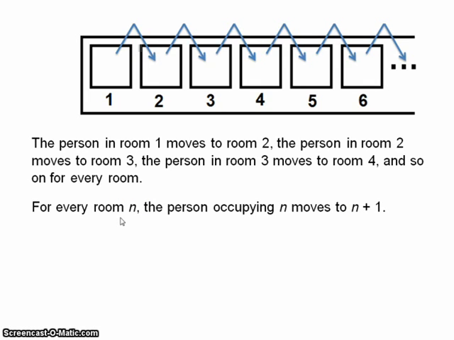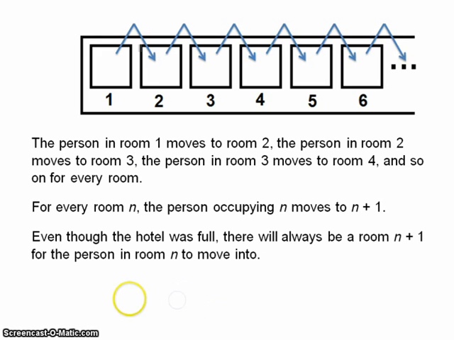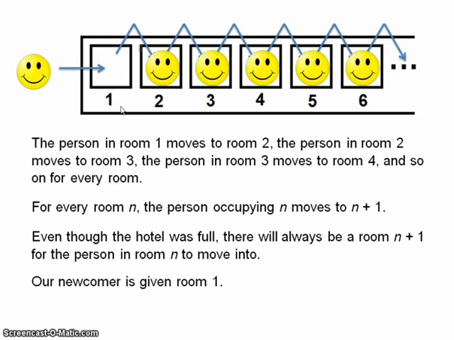And this will work because there are an infinite number of rooms, which means the rooms never end. So even though the hotel was full, there will always be a room n plus 1 for the person in room n to move into. Take any number, take 1 billion, billion, billion, billion, whatever you like. Well, take that number. You can always add 1 to it. So there'll always be another room for the person to move into. And so if you do that, then that frees up room number 1, and we can simply put our newcomer in the unoccupied room 1.